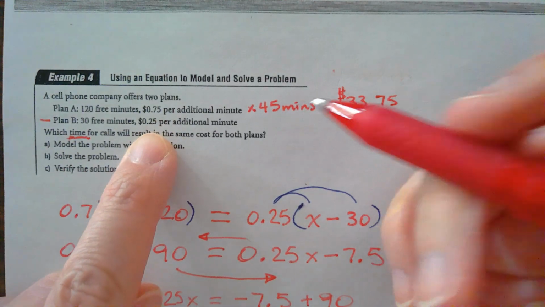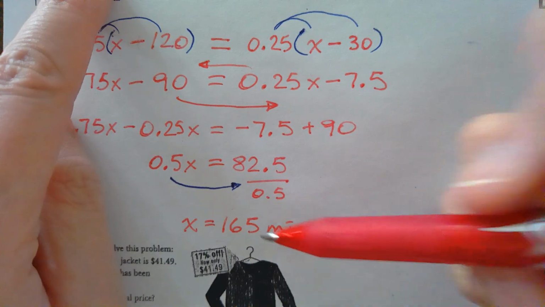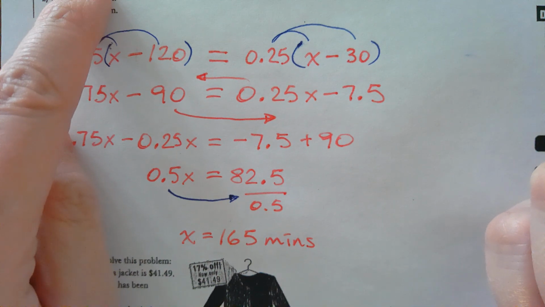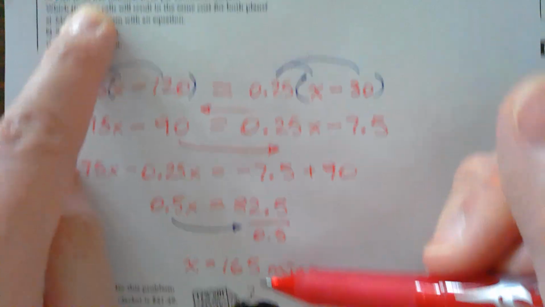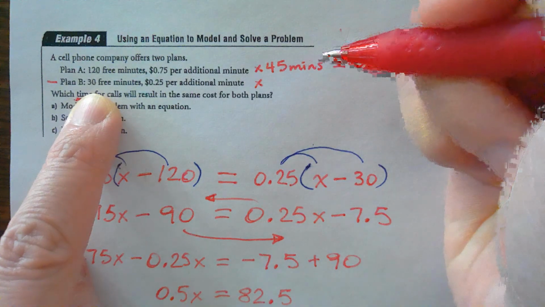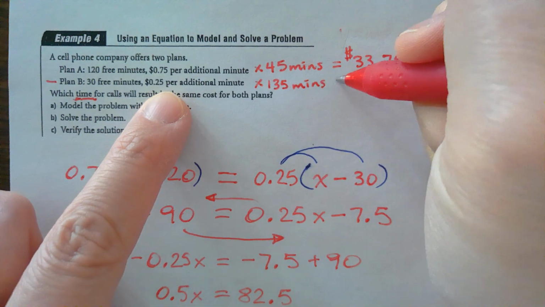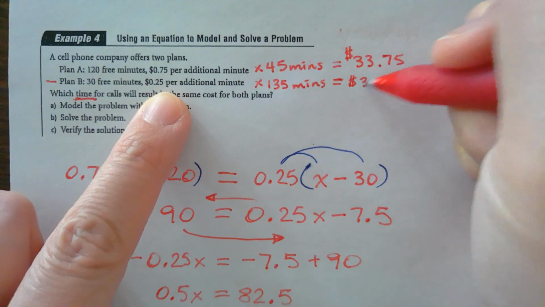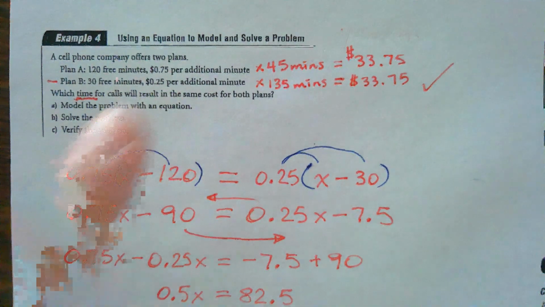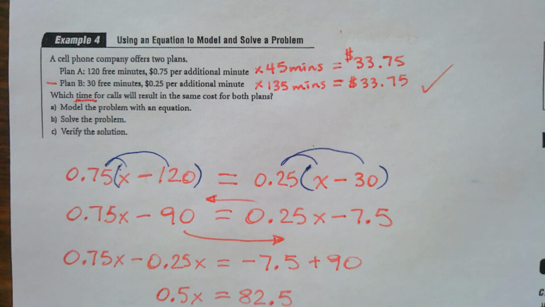Alright, now check this. If I only get 30 minutes free, how much extra did I talk? If I talked 165 minutes and I only get 30 minutes free, how long did I talk over? 135. Yeah, so if I do 135 times a quarter for each minute, I also get 33.75. So I know my answer is correct. Right? Because we were solving for when they are equal. So that's why it didn't matter which one we solved for.